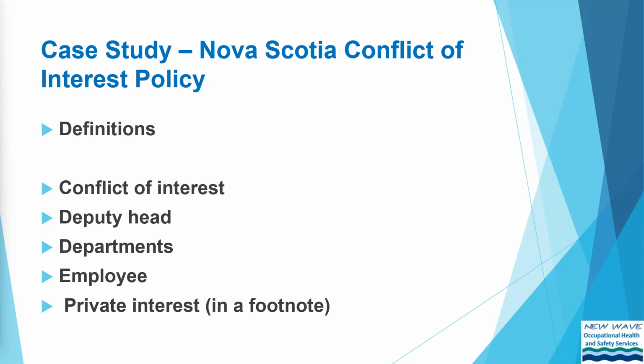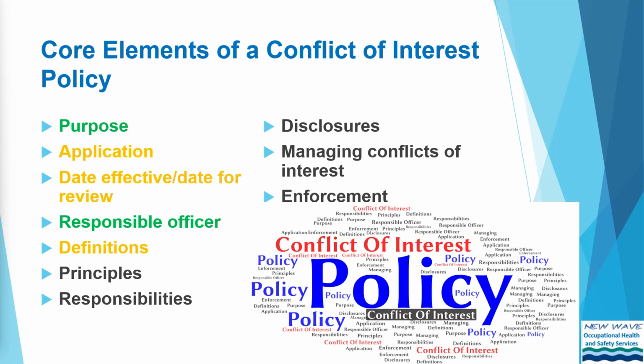The policy does have definitions, including conflict of interest, including defining real and apparent conflict of interest, while noting potential conflicts. Deputy head, departments, employee are all defined. It also defines private interest, although that is in a footnote, and that only states what is not a private interest. Are there any definitions that are missing? Well, I would say interest would be a good definition, especially since we spent a whole module discussing the topic. So, only partial marks.